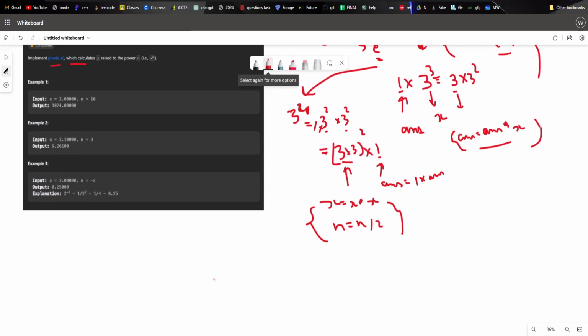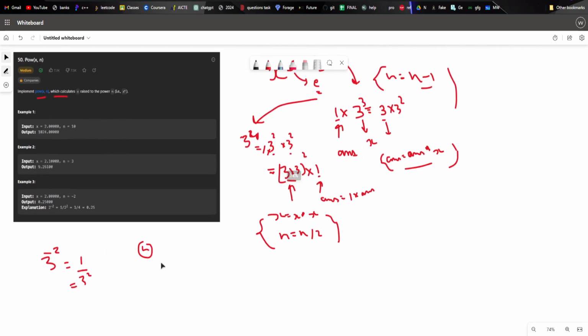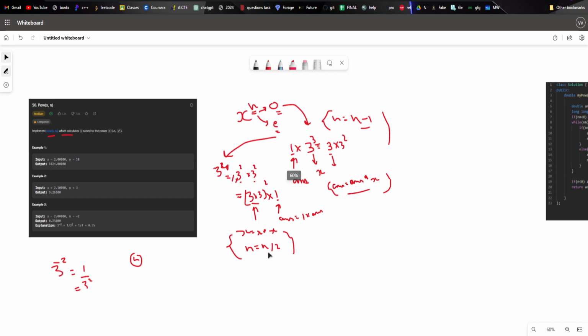Another thing I have to keep in mind is if my n is negative. It will be very easy. Like 3 to the power minus 2 will be 1 divided by 3 to the power 2. This is a very simple step, so I think everybody knows it. So this is the concept.